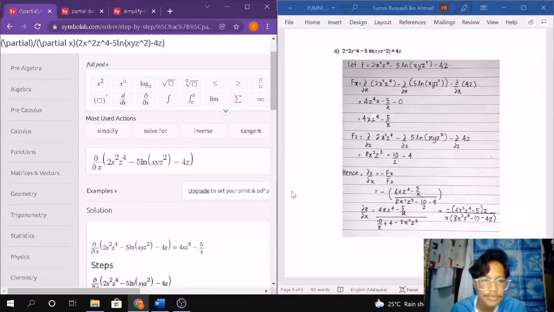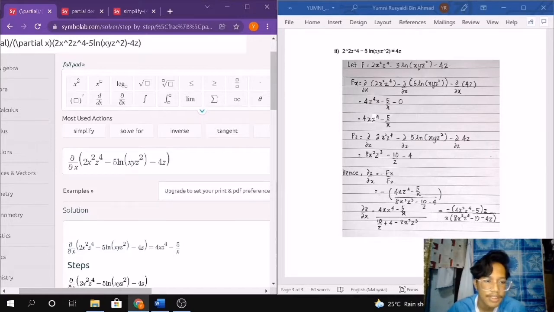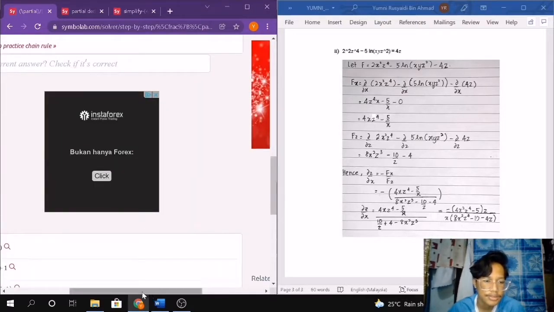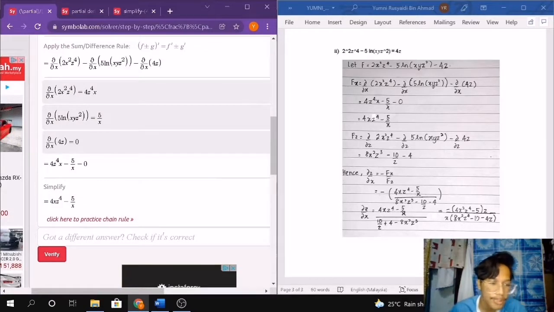So next for question D2, at the right side of the window, this is the calculation, same method as question 2-1. So for the simulation, for delta over delta x, just put the equation from the question, which is 2x squared z to the power 4 minus 5 ln xyz squared minus 4z. Then just click go. It will show the answer, 4x z to the power 4 minus 5 over x. The answer is also similar to the calculation.